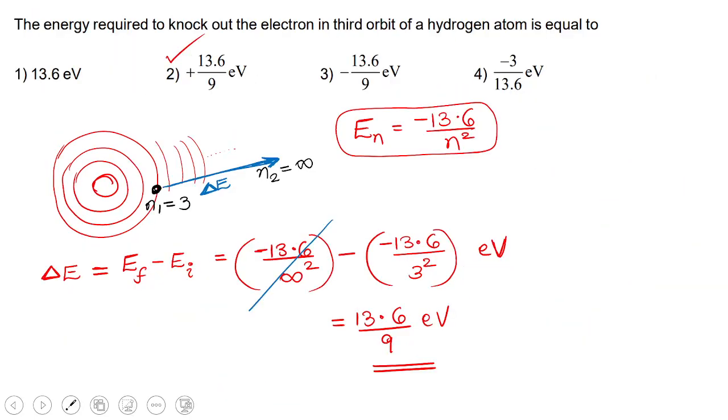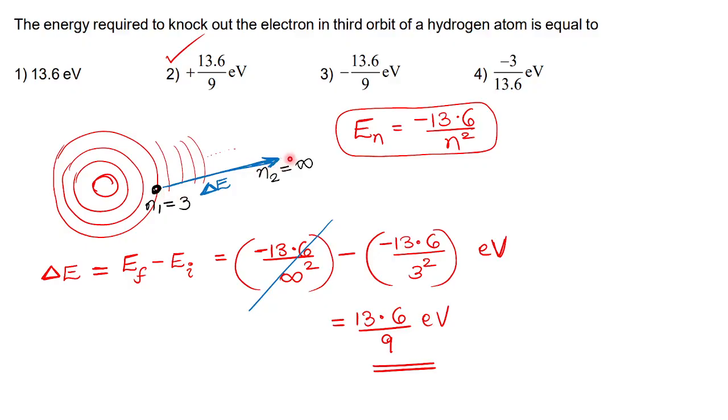Now look at this question. The energy required to knock out the electron in the third orbit of a hydrogen atom is equal to what? The electron is in the third energy state, or third orbit. This has to be transferred to the infinite orbit. If the electron moves to infinity, the electron is free.